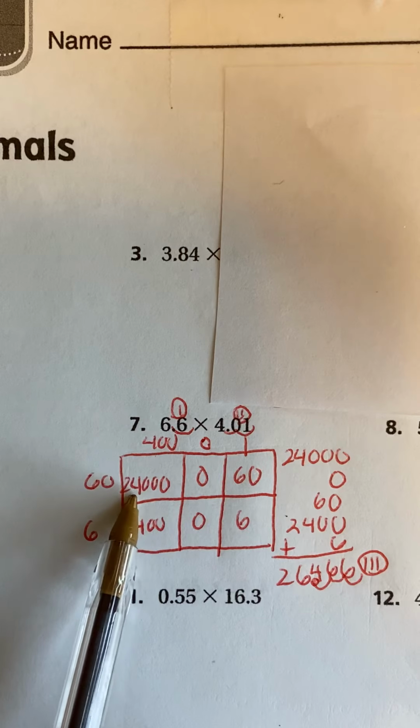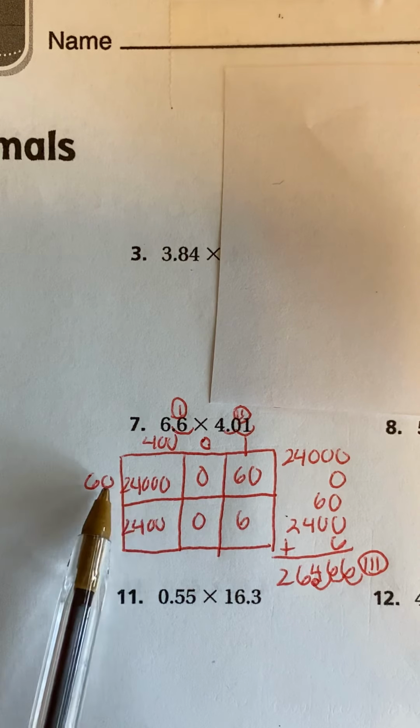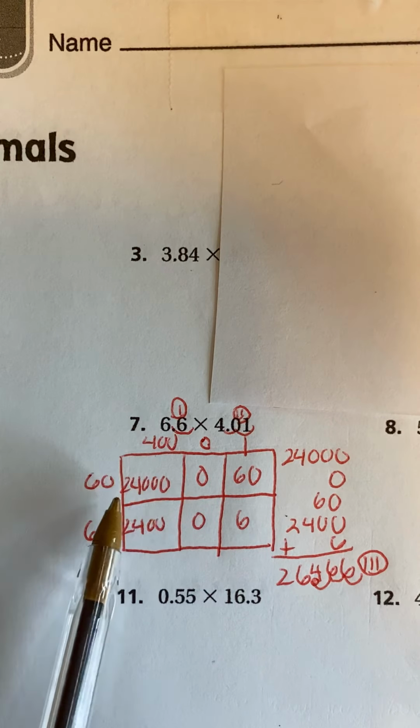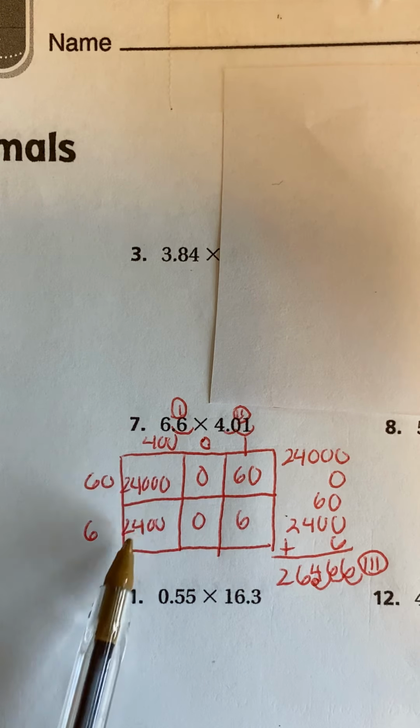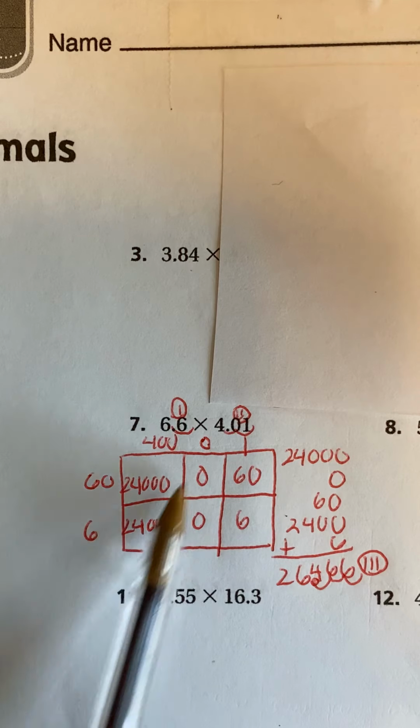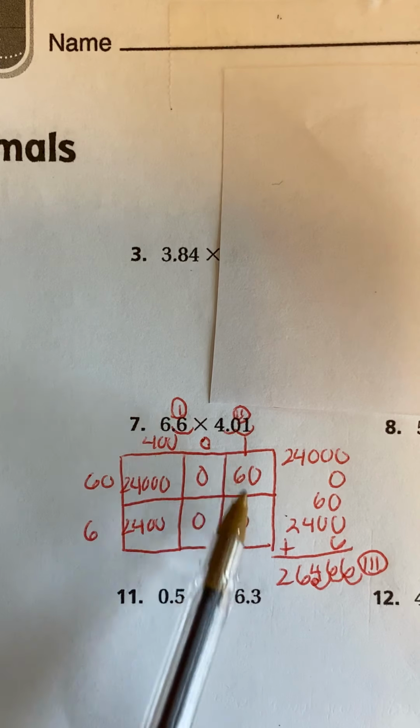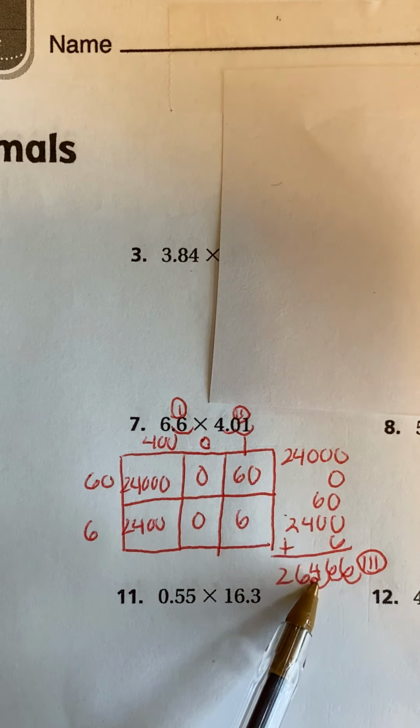6 times 4 is 24, 3 zeros. 6 times 0 is 0, 0. 6 times 1 is 6, 1 zero. 6 times 4 is 24, 2 zeros. 6 times 0 is 0. 6 times 1 is 6. Then I'll find my sum.